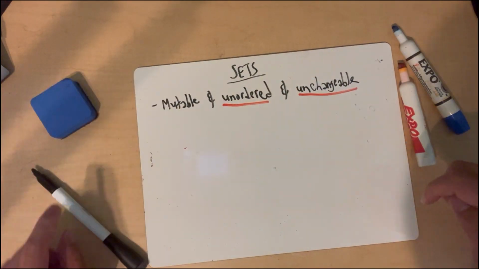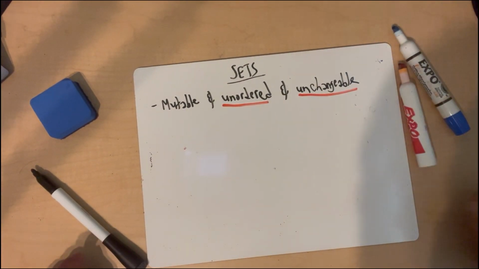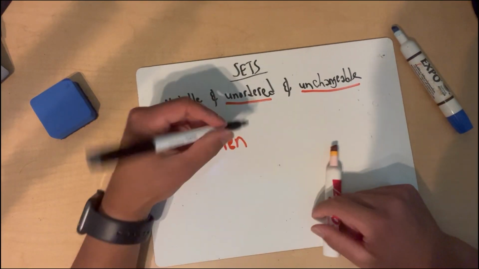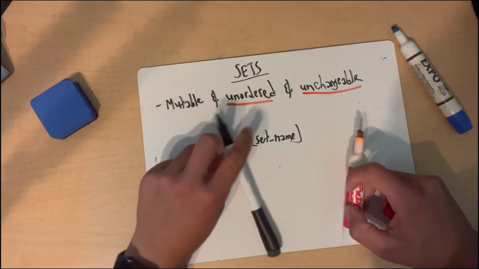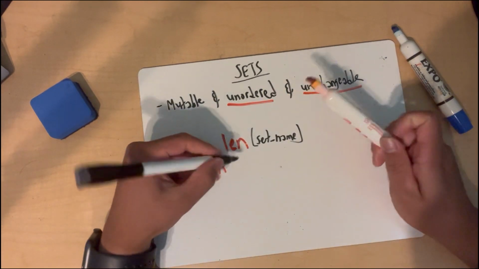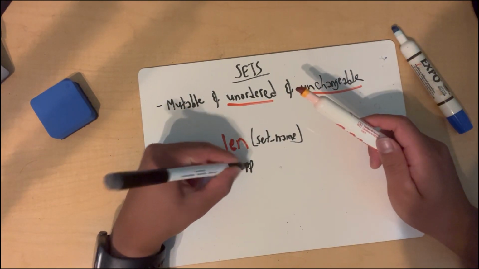And a useful method that a lot of people use with sets is called the length method. And to use it in Python, you just say len, and then you pass in the set, and it's going to return the number of elements or items in the sequence.